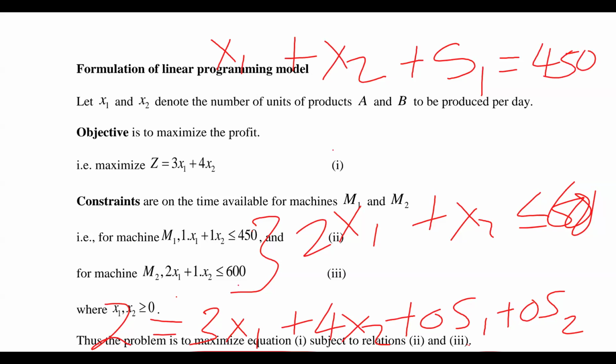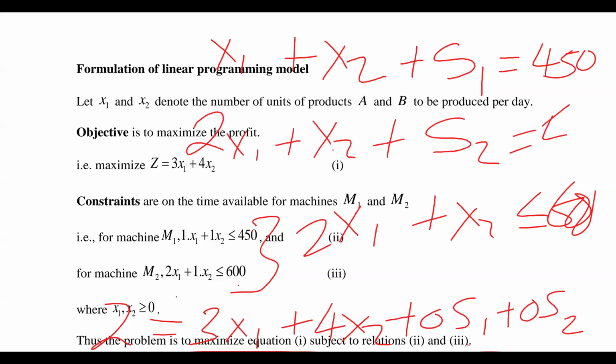Then the second one will be 2x1 plus x2 plus s2, equal to 600. This is now the standard form of the constraints. So when you're standardizing, you standardize the objective function and also the constraints. You get what I mean? Yes, sir.